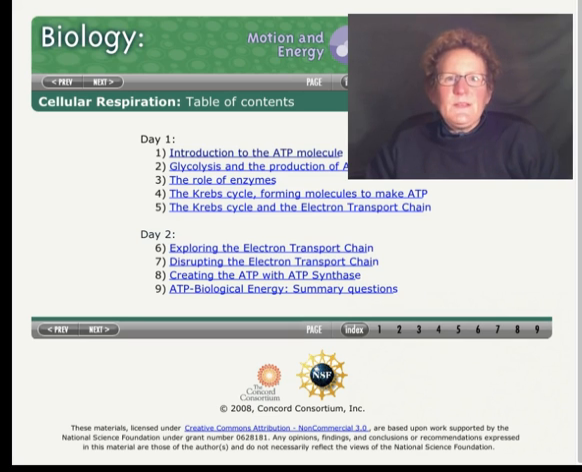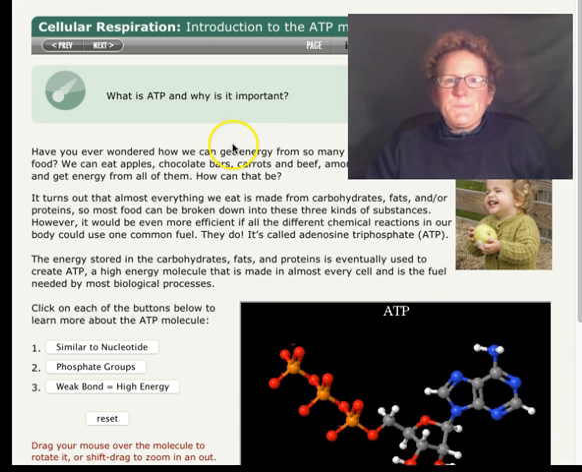We're going to use another application from Concord Consortium. If you can't get it to work on your computer, that's okay. You should be able to answer all of the questions from the video and the worksheet. We're going to start out on page 1 and find out more about ATP.